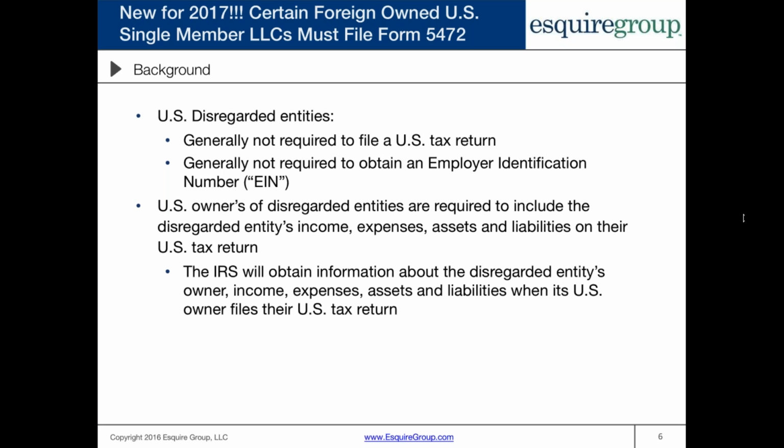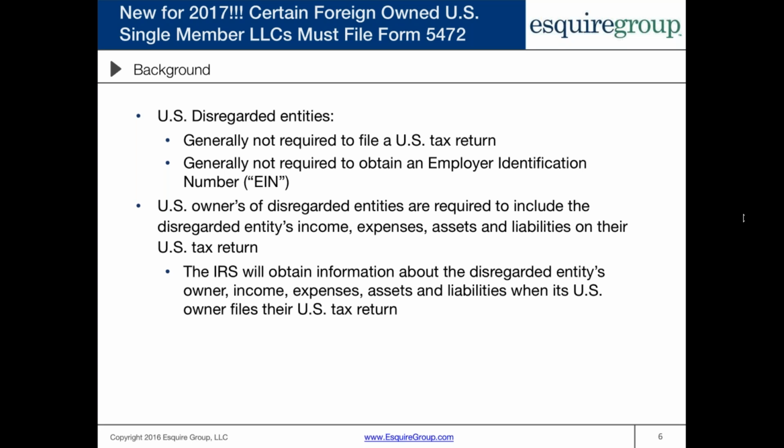As I just stated, the U.S. owners of disregarded entities are required to include the disregarded entity's income, expenses, assets, and liabilities on their U.S. tax returns. That means that the IRS is going to get information about that disregarded entity and its income, its expenses, its assets and liabilities, so on and so forth, when its U.S. owner files its U.S. income tax return.